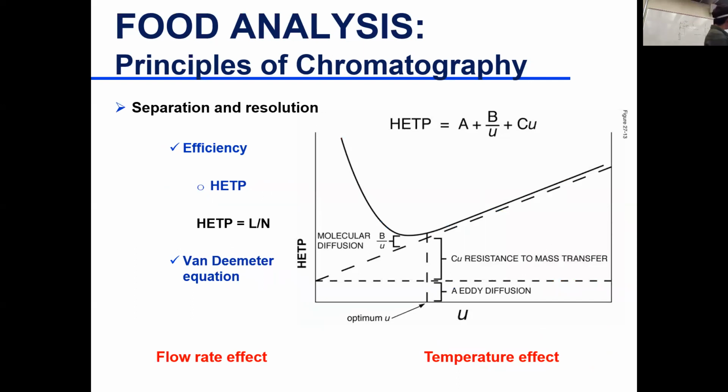Okay, but more important than the number of theoretical plates is the height equivalent of a theoretical plate. This is more important: the height of each theoretical plate, which is the length of the column divided by the number. It gives you the height equivalent of a theoretical plate. The narrower the height, the better the separation, the better the resolution.